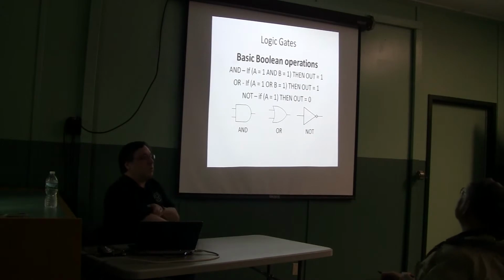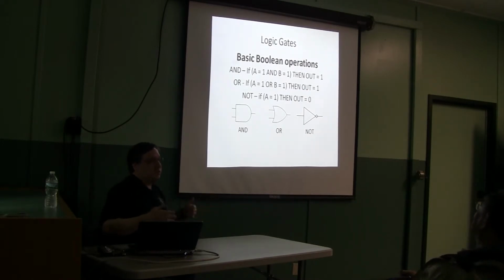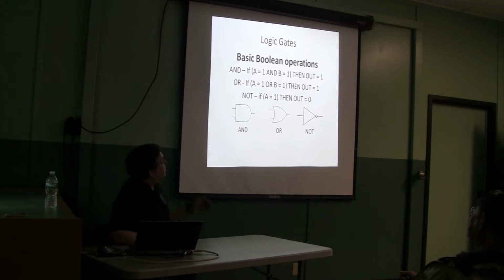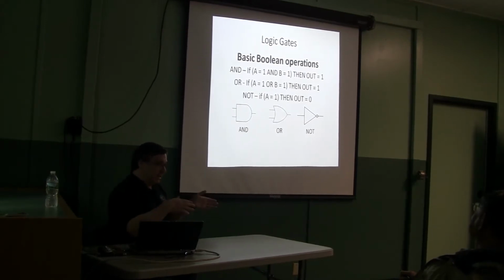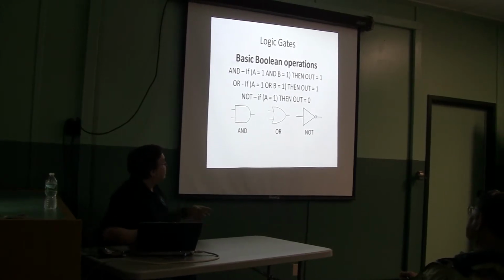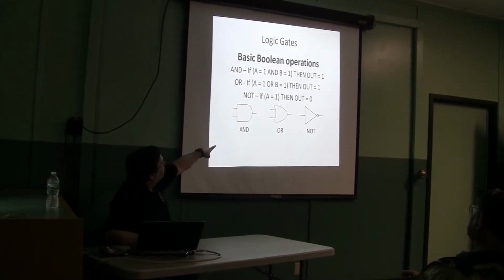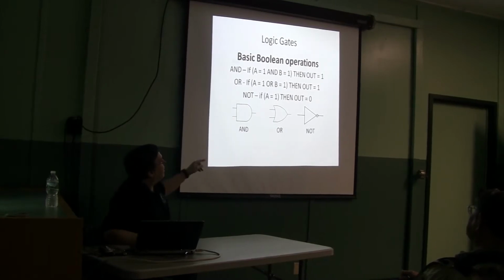Now, to work with those 1s and 0s, those ons and offs, computers have what are called gates. They're circuits that can take different inputs and provide an output based on the function of the gate. So some of the functions are, say, an AND gate, an OR gate, a NOT gate.